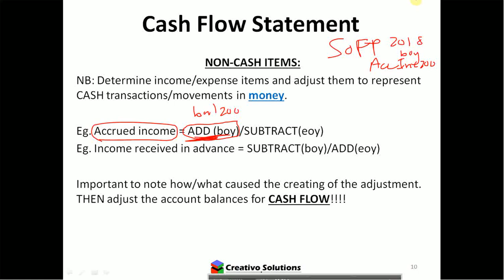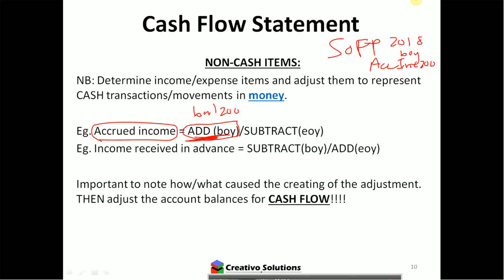Yeah, so in other words, in terms of income, you've only got 12 months of income, but how many months of actual receipts? Actual receipts: accrued income from last year, plus 11 months, that's it. This 300 Rand hasn't been paid yet. But you're going to show how many months in this year? You're going to show 12.